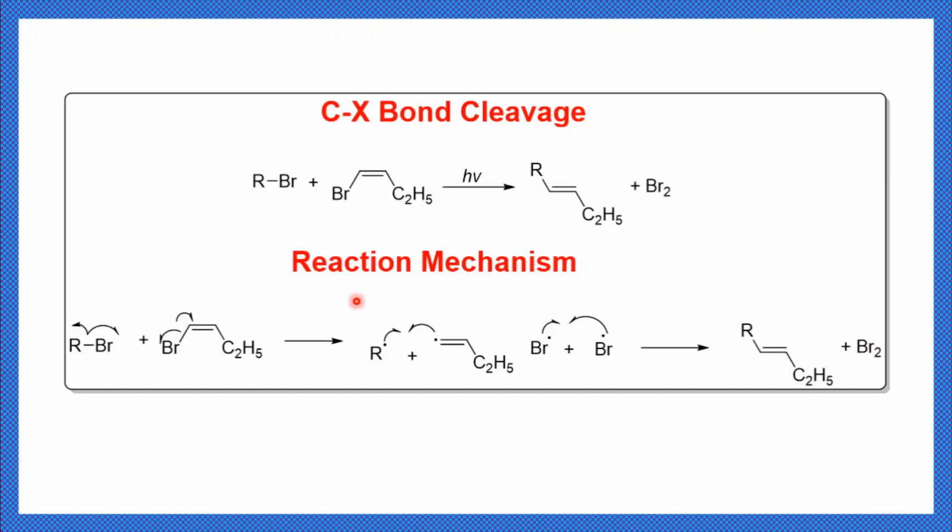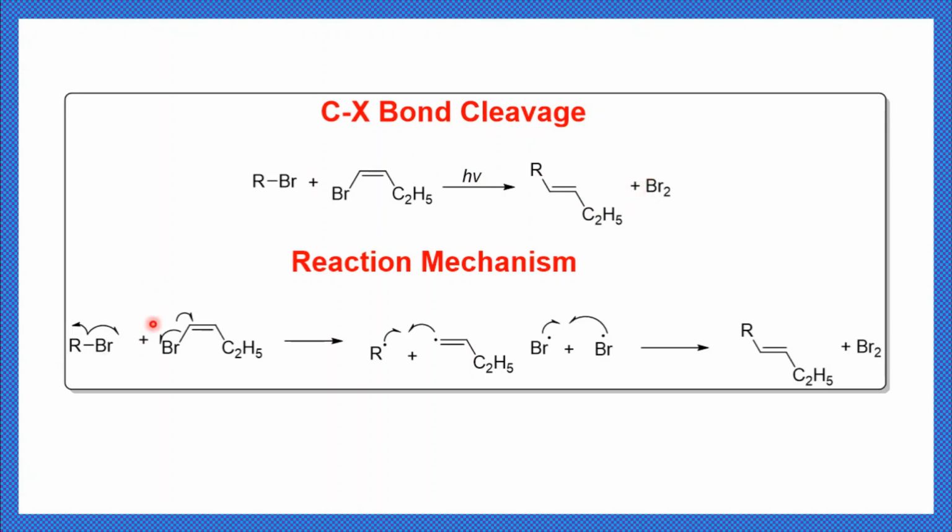Now let's move towards the next slide, that is C-X bond cleavage. New point, that is C-X bond cleavage, carbon-halogen bond cleavage. So this R-Br, alkyl bromide, in the presence of this vinyl bromide, in the presence of hν, you will get this intermolecular carbon-carbon bond formation plus Br2. So how does this reaction go, how does this alkyl bromide react with this vinyl bromide in the presence of hν so that you get this product? We'll see its reaction mechanism.